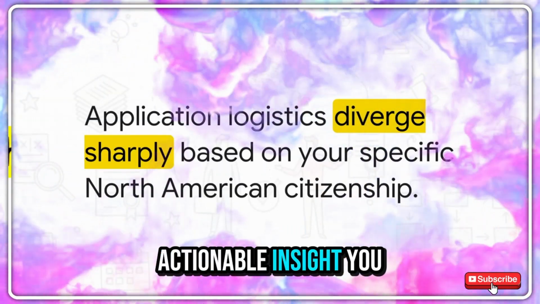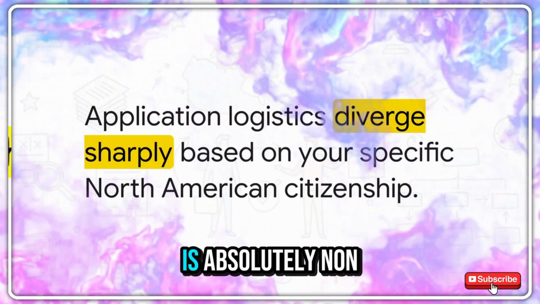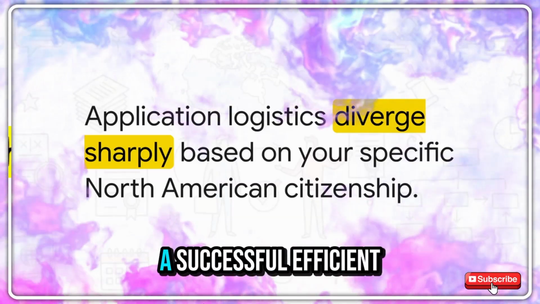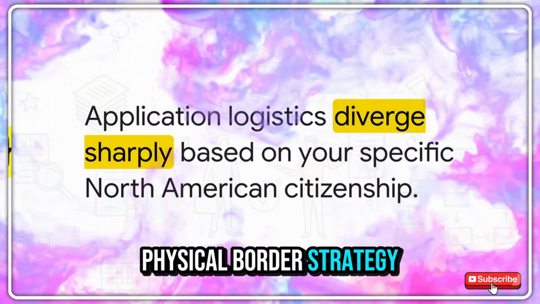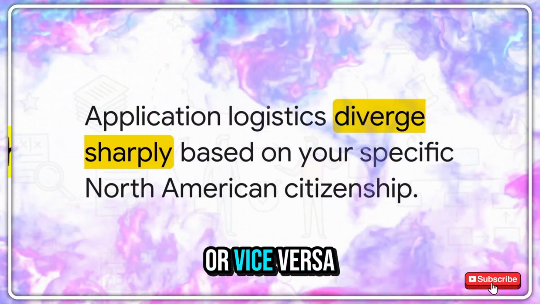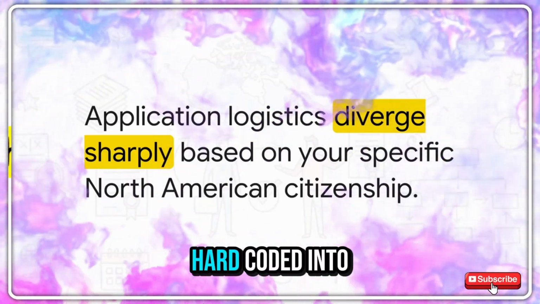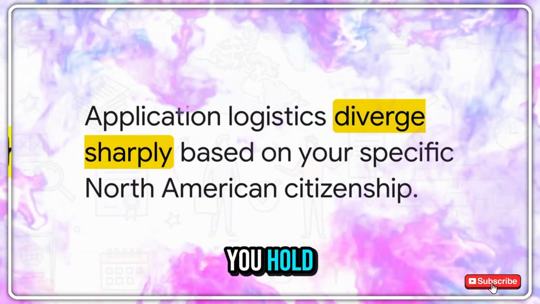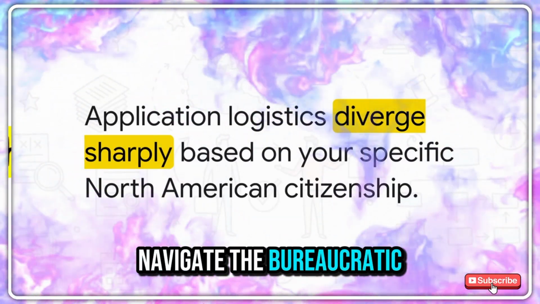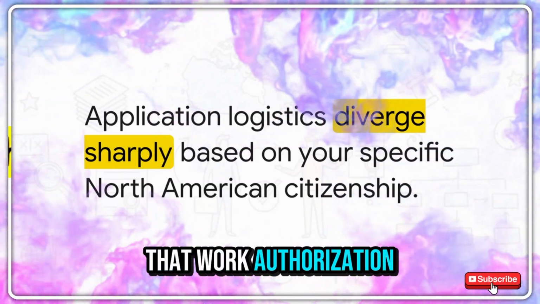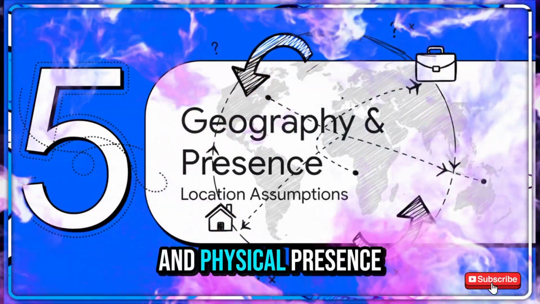The main actionable insight you should take away from this is that knowing your specific operational pathway is absolutely non-negotiable if you want a successful, efficient outcome. You cannot apply the Canadian physical border strategy to a Mexican application or vice versa. It just won't work. The mechanism's logistical rules are literally hard-coded into the exact passport you hold. That creates a really sharp structural divergence in exactly how you have to navigate the bureaucratic friction to get that work authorization.